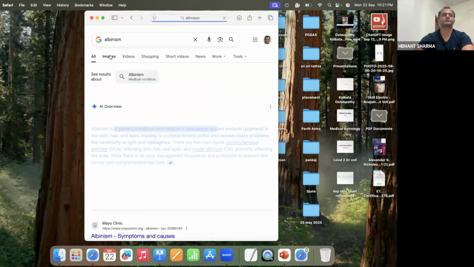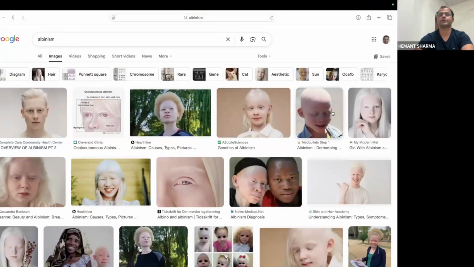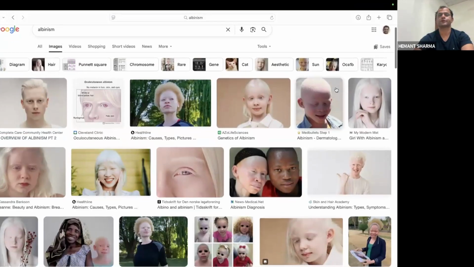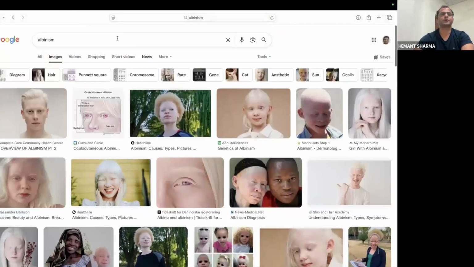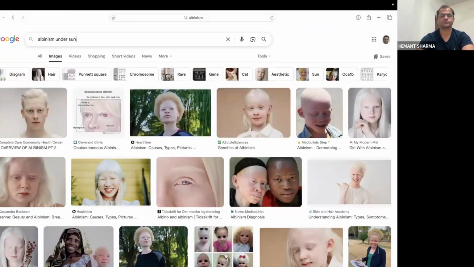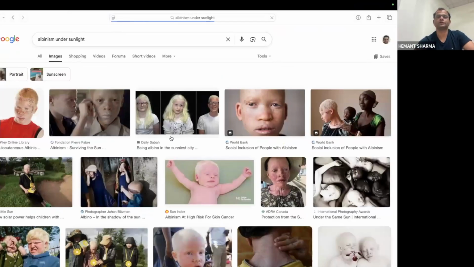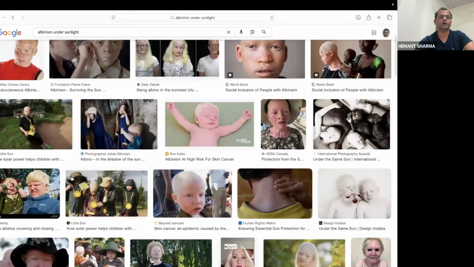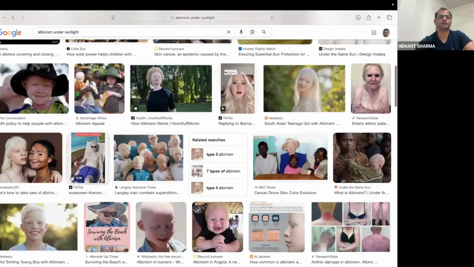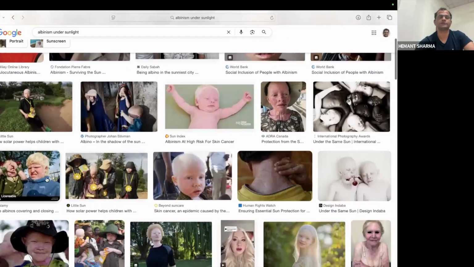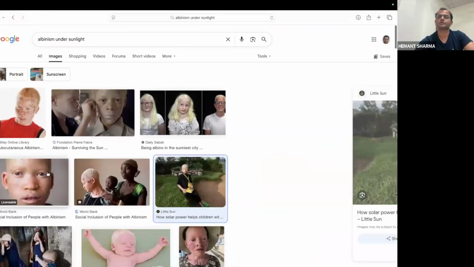Albinism. We can see the people look like this. When these people go in the sunlight, they are not able to see in the sunlight, they are very disturbed in the sunlight. They have a lot of trouble in the sunlight. Why? Because albinism means the disease in which there is a lack of melanin.